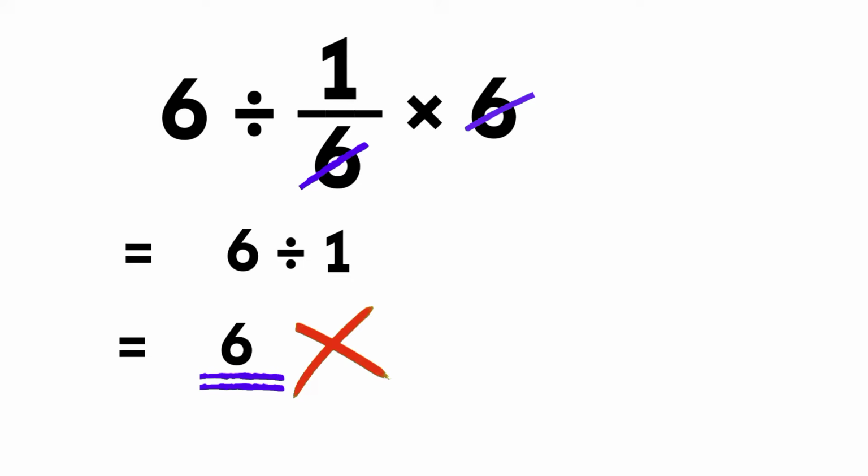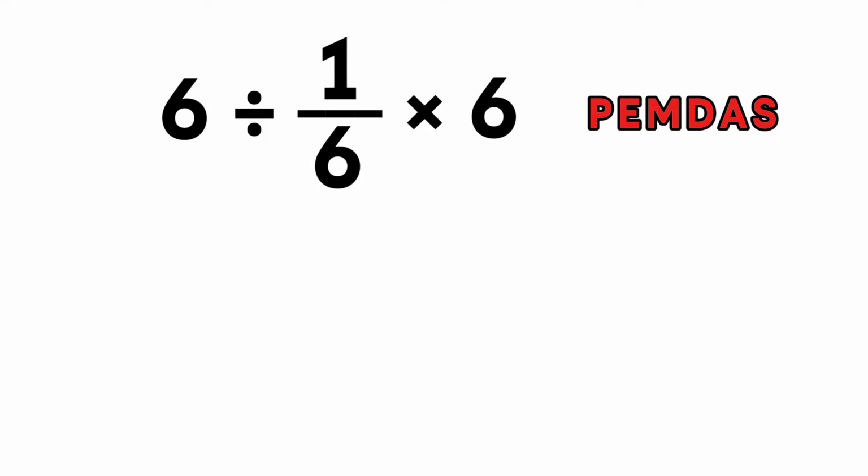But wait, that is not correct. Let's slow down and do it the right way. Remember, in PEMDAS, multiplication and division share the same priority, so we must move from left to right. If we multiply before dividing, everything flips. So we start with the left side, 6 divided by 1 over 6, then multiply by 6.